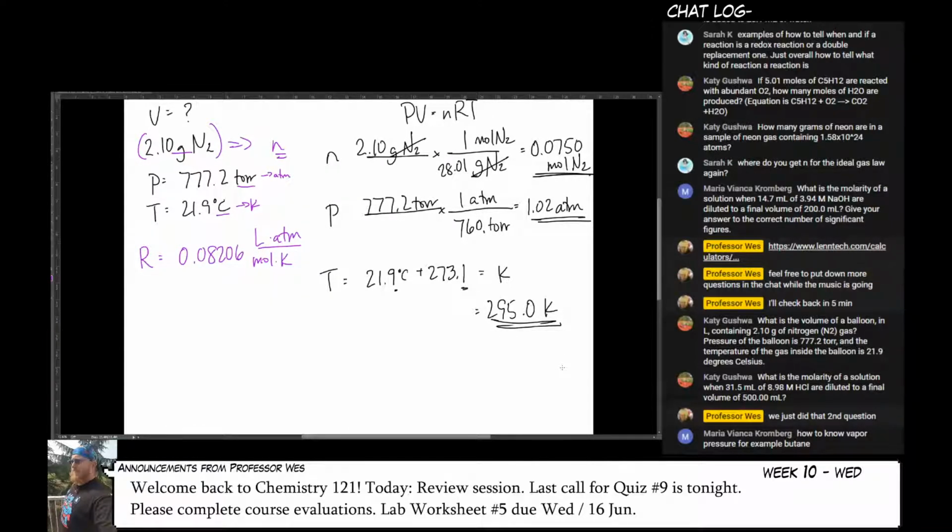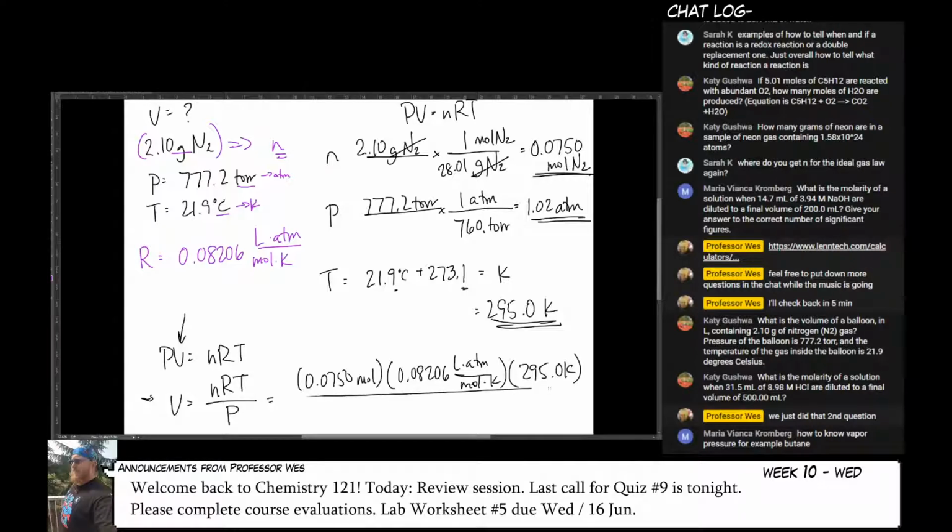So if we go down here to the ideal gas law, this is the one I want to solve for, so we'll just rearrange it so that we get V equals nRT over P. And so I'll plug in all the numbers that we just got. We got 0.0750 moles of N2. R is 0.08206 liter atmospheres per mole Kelvin. And T is 295.0 Kelvin. We'll divide that by the pressure, which was 1.02 atmospheres.